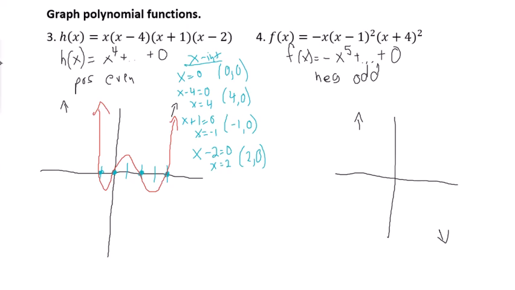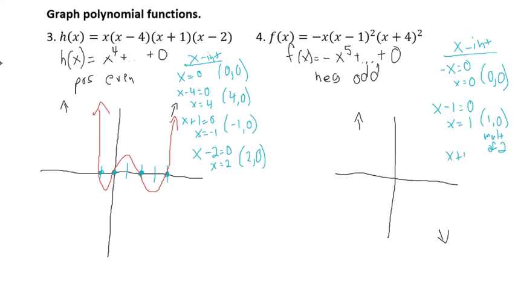So now let's look at x-intercepts. Okay, for the x-intercepts, we're going to use the zero factor property. So negative x equals 0 means x equals 0. So (0, 0). Okay. x minus 1 equals 0. So x equals positive 1. So (1, 0). And this has a multiplicity of 2 because of that exponent on it.